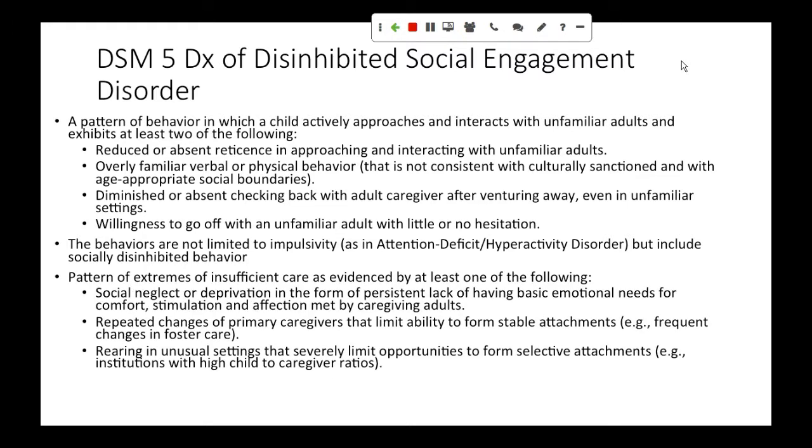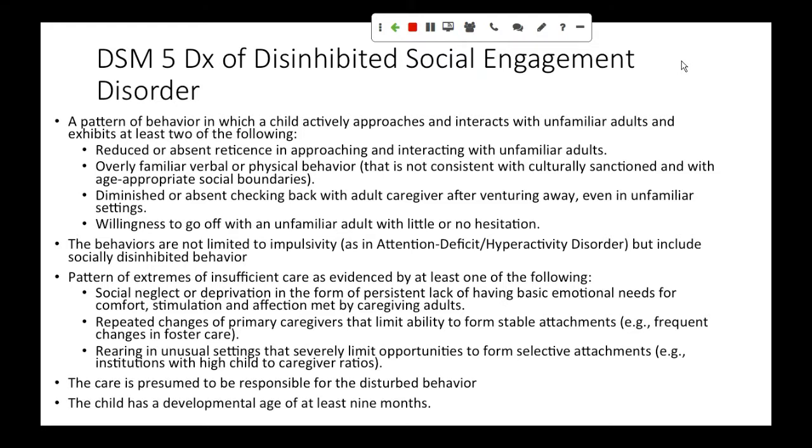These kids, though, are having an opposite response to the same difficulties that are required in the diagnosis of reactive attachment disorder, okay? Extremes of insufficient care as listed there, okay? So for whatever reason, some kids respond in a withdrawal way, some kids respond in this disinhibited way. Next. Again, the care is the etiology, the environment is the etiology for the disturbed behavior, and the kids are at least developmentally 9 months or older. Next.